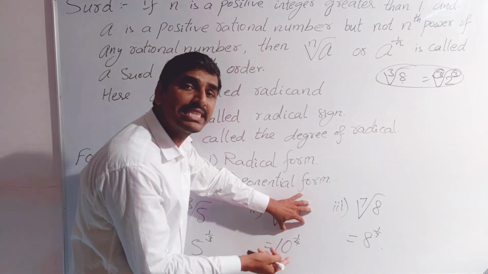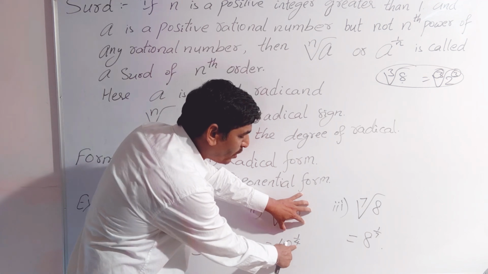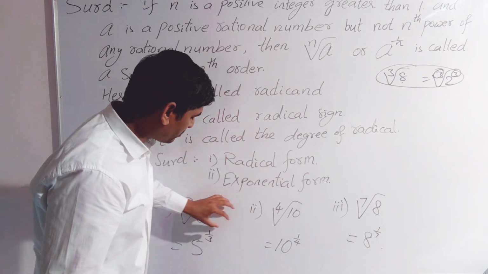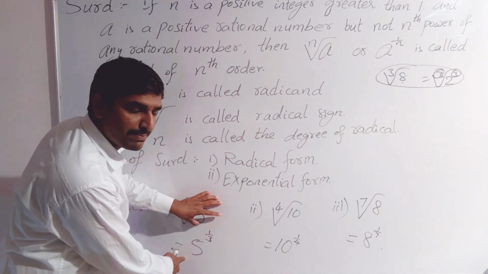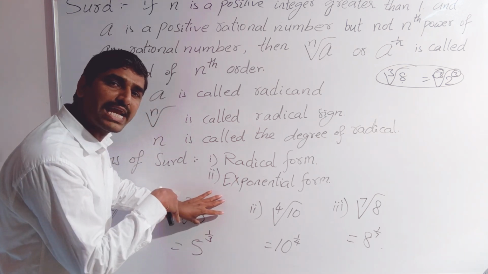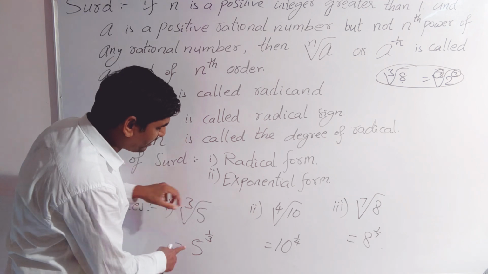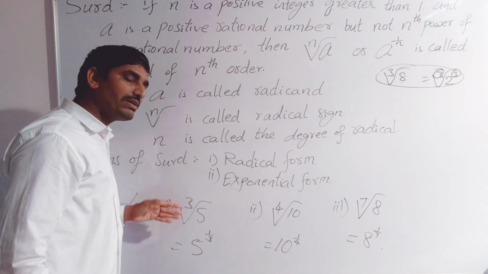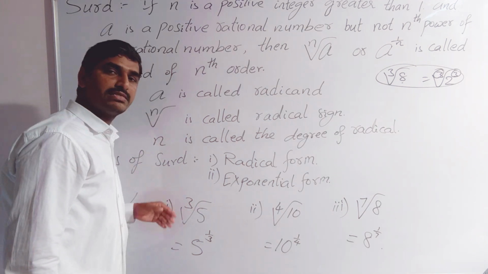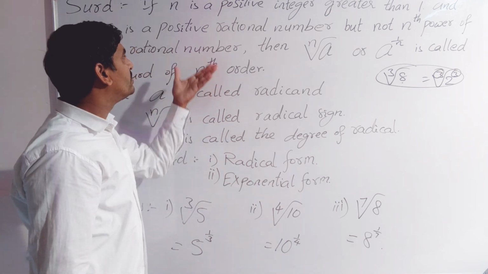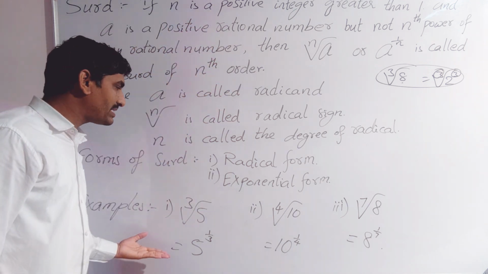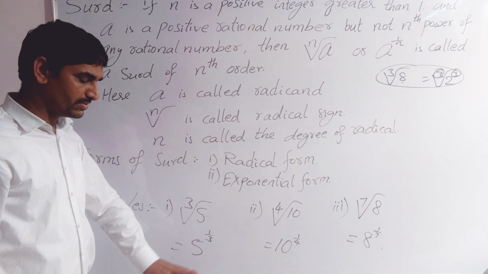Now you see 10 to the power 1 by 4. This is an exponential form. How can we write it in radical form? 4th root over 10. Similarly, 5 to the power 1 by 3 can be expressed in radical form as cube root over 5. If this is given, this can be written. Like this we have to form. This is the definition of the surd, with some examples in the two forms.